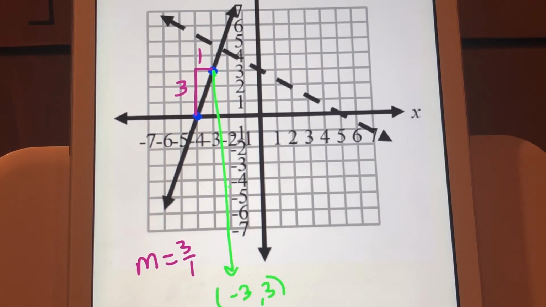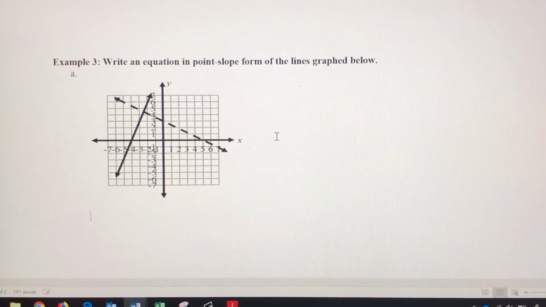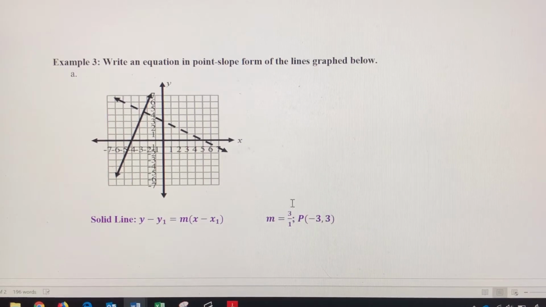Okay, so let's go back to the document and go over the equation. So using the information we just laid out, okay, we know the slope is 3. We know the point that we're going to use is negative 3 comma 3, and we're going to plug these 3 values into our point slope form. Okay, so again, we're going to plug positive 3 in here for y1 because that's the y coordinate. We're going to plug positive 3 in here for m because that's the slope, and we're going to plug negative 3 in here for x1 because that's the x coordinate.